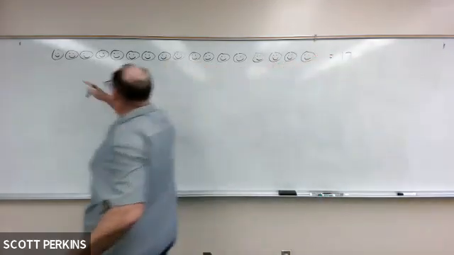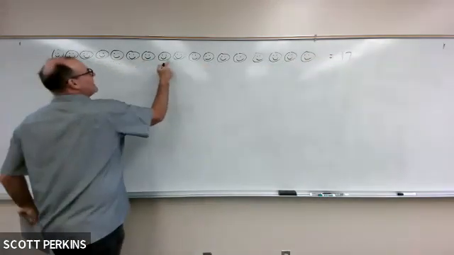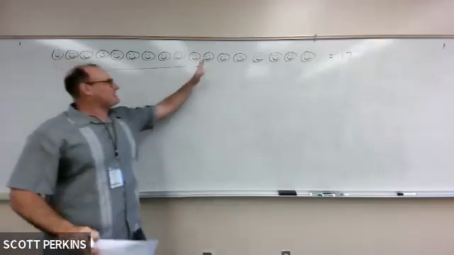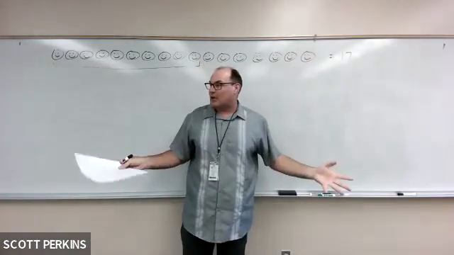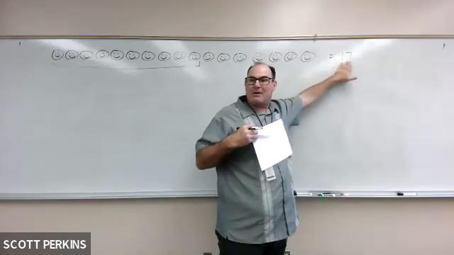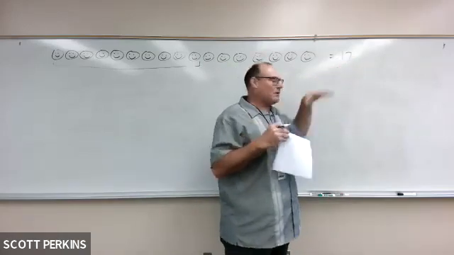So the first 10 of them, 1, 2, 3, 4, 5, 6, 7, 8, 9, 10. The first 10 of them, that's my group of 10. And then this is the 7 more. And I have a partial group of 10. That's what 17 means. Okay, so in our nomenclature, in our decimal system, we will write this 17.